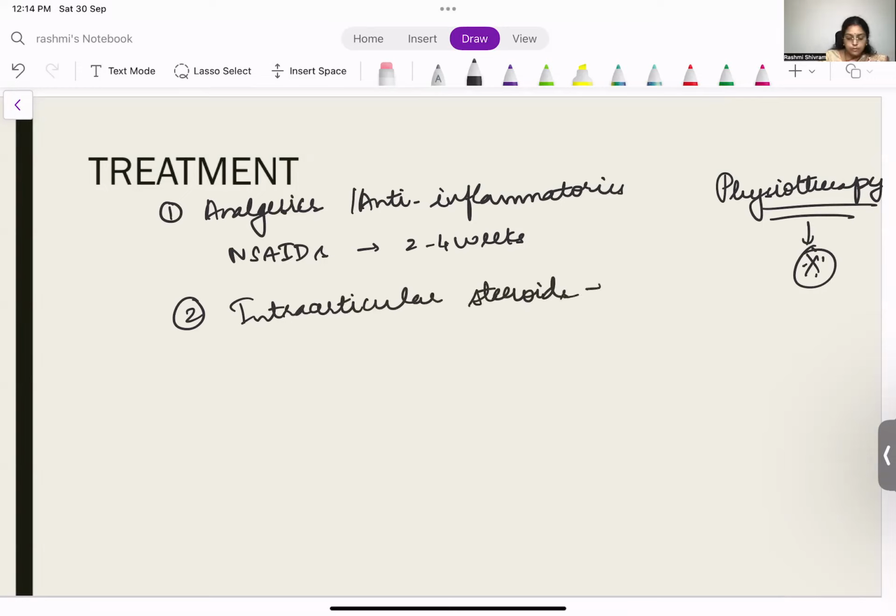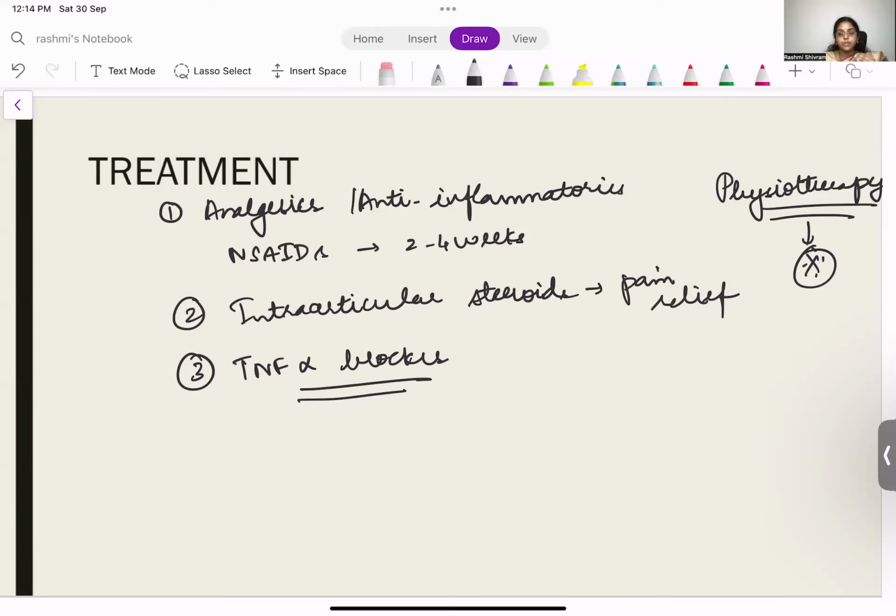Now, what is the next one? We can give TNF alpha blockers, right? TNF alpha blockers are given, which in some diseases cause the disease progression to subside. But what happens in TNF alpha blockers here? They will try to improve the mobility, but the disease progression will not be affected to much extent.